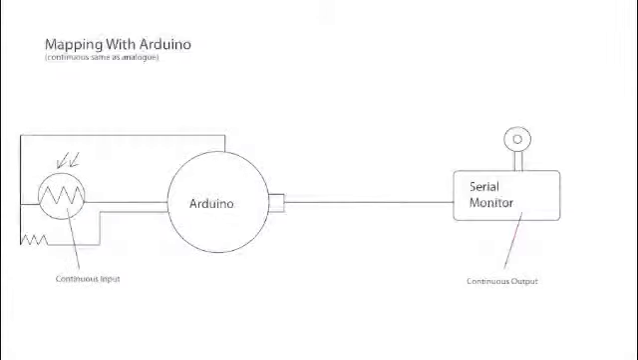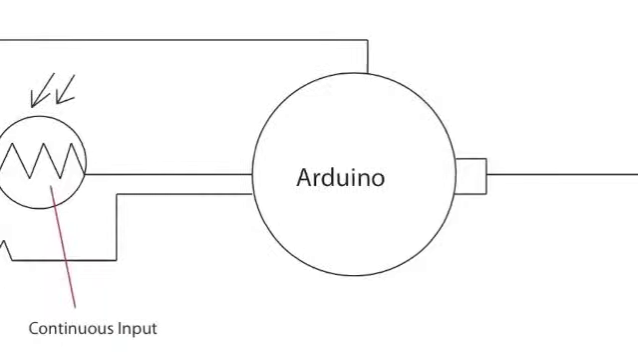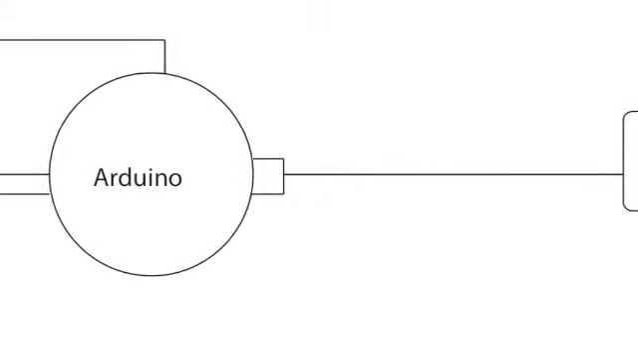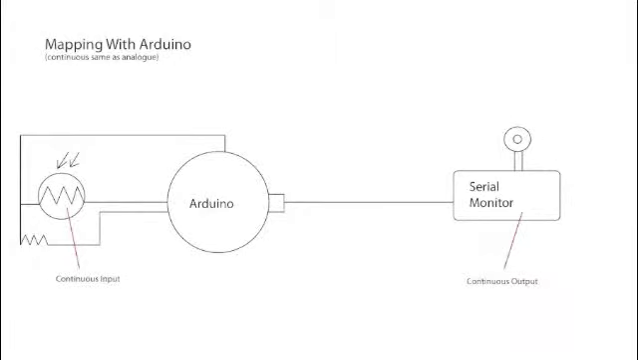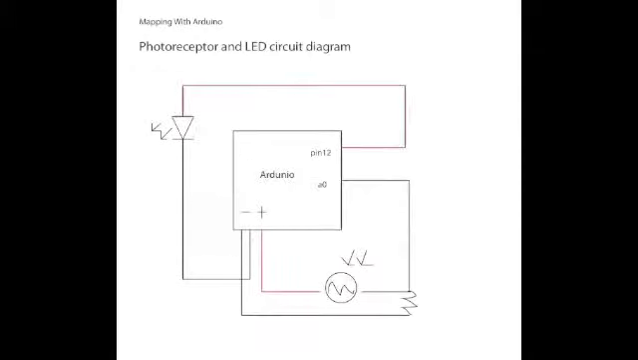The goal of this project is to create an Arduino circuit that uses a continuous input and maps that interaction to a continuous output. In this project, I will be mapping the input from a photoreceptor.